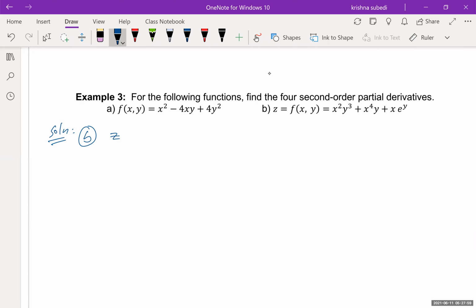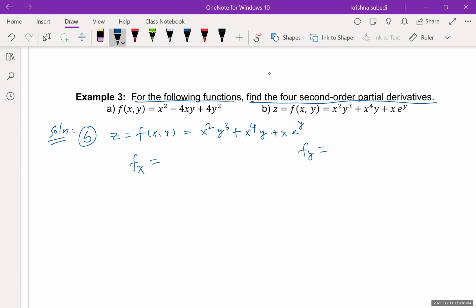So z is given. Let me just copy the question. f(x,y) equals x squared y cubed plus x to the power 4 y plus x e to the power y. Now, the question is, for the following function, find the 4 second order partial derivatives. In order to find the second order partial derivative, you must find the first order first. First order means one is f sub x, another is f sub y.